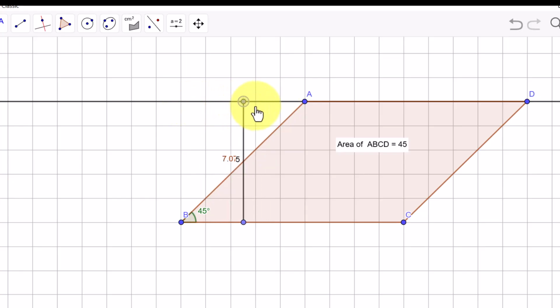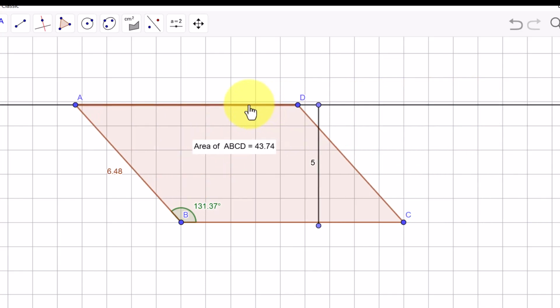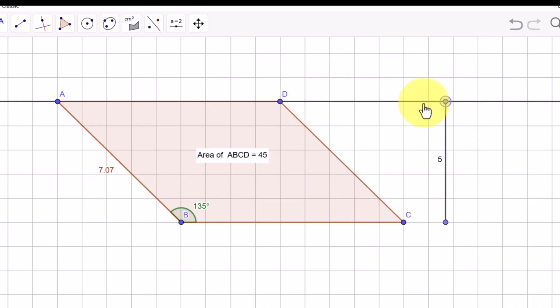Rectangle and parallelogram, they are similar because of these characteristics. See, the height still remains the same anywhere I put it. As long as this top keeps moving like this, the area will not change as long as we maintain that height. You see, the area still remains 45 centimeter square.